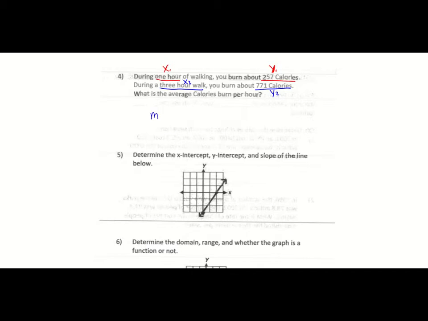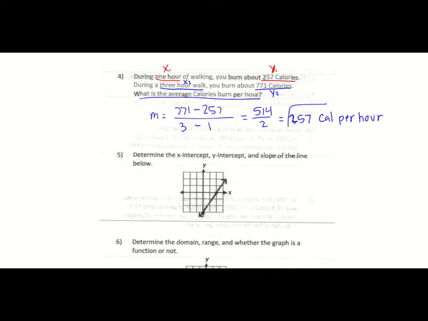So we have our points now. I can plug in my y2, 771, minus y1, 257, over x2, which is 3, minus x1, which is 1. I get 514 over 2. If I simplify that, I get 257 calories per hour. So calories, let's write that in there. Calories per hour. That is the average calorie burn per hour.